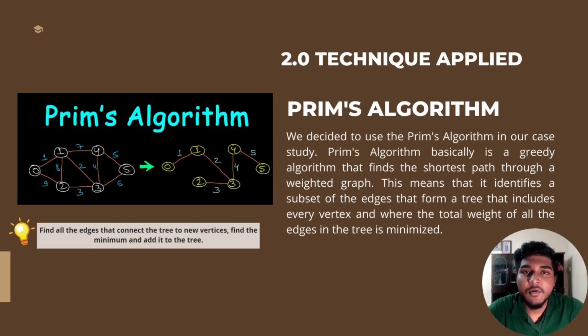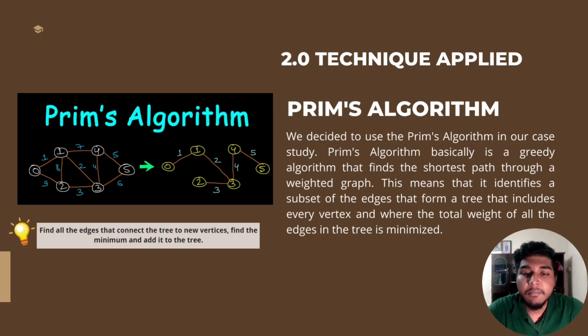Let us see the second point, which is technique applied. We decided to use Prim's algorithm in our case study. Prim's algorithm is basically a greedy algorithm that finds the shortest path through a weighted graph. This means that it identifies a subset of the edges that form a tree that includes every vertex and where the total weight of all the edges in the tree is minimized.